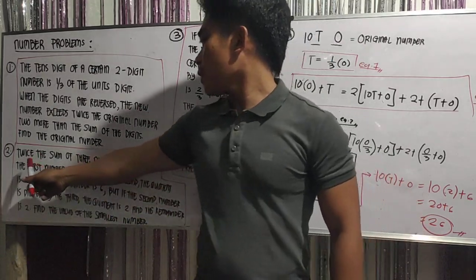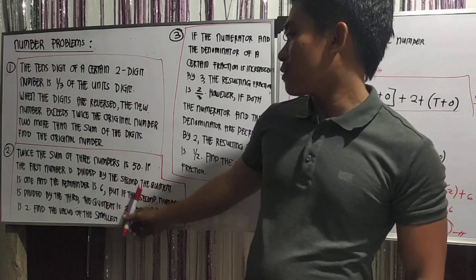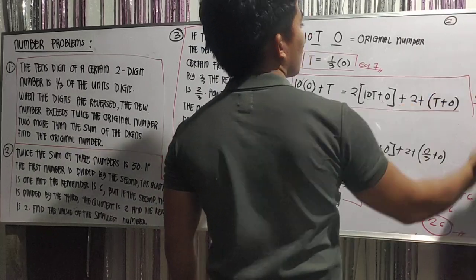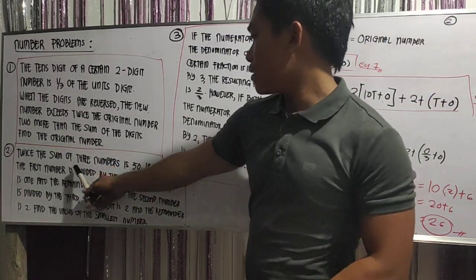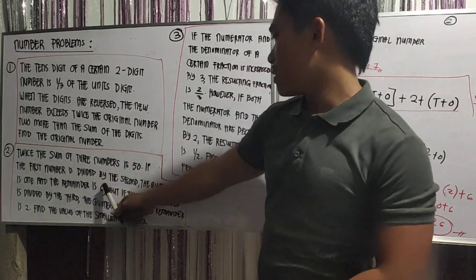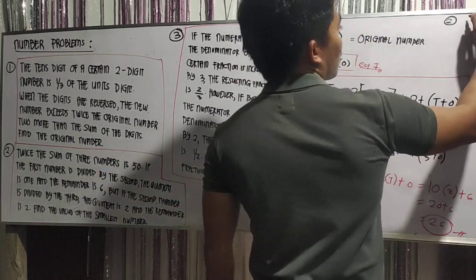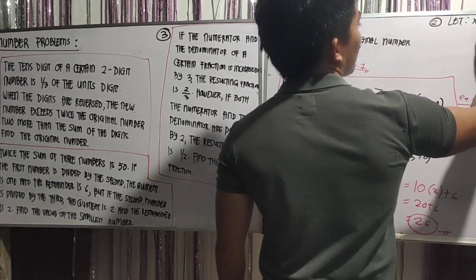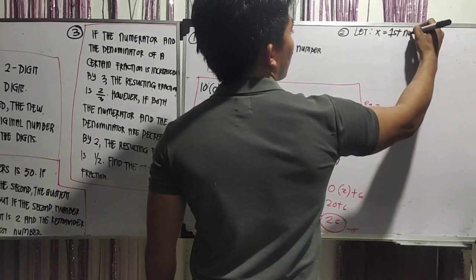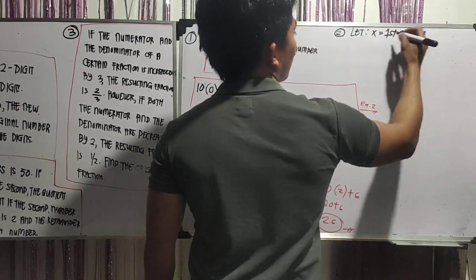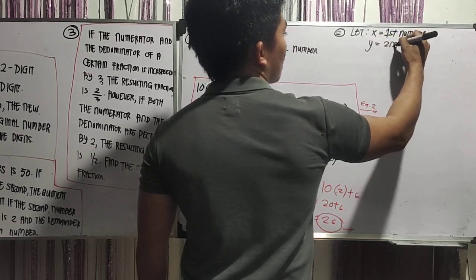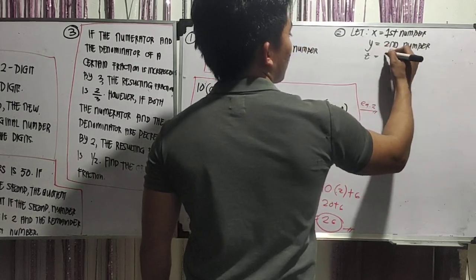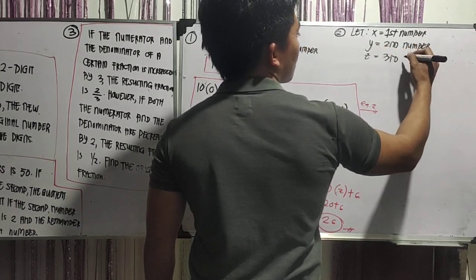For number 2, twice the sum of the 3 numbers is 50. I'll put it here. If the first number is divided by the second number, what you do is let x be the first number, y the second number, and z the third number.